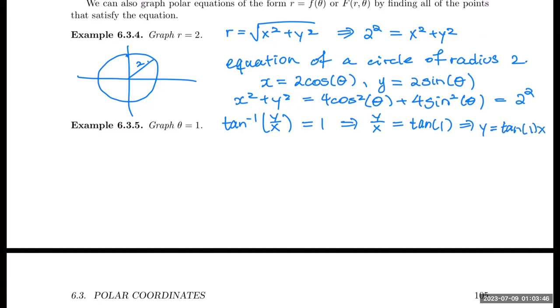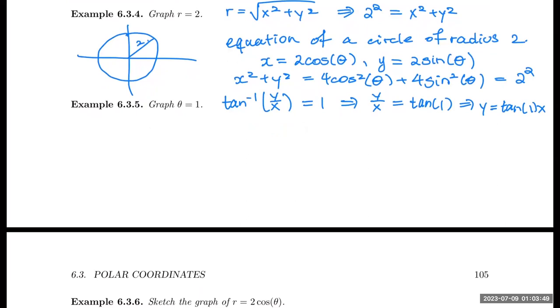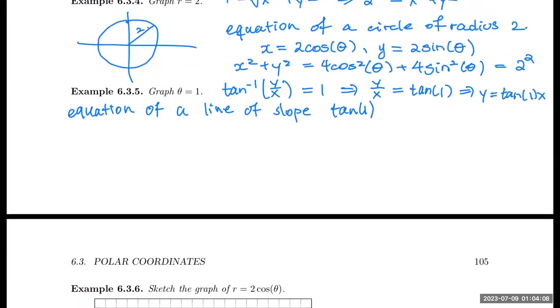Now this line should look a bit familiar because it's the equation of a line of slope 1, or slope tan of 1. That is the slope here. And graphically, if we have a line that's drawn like this, this is your theta, which is equal to 1 radian.